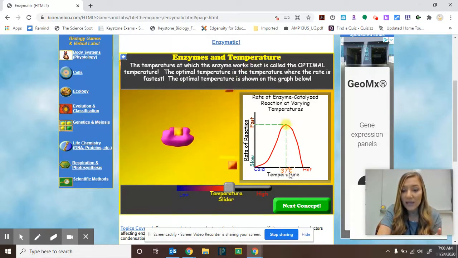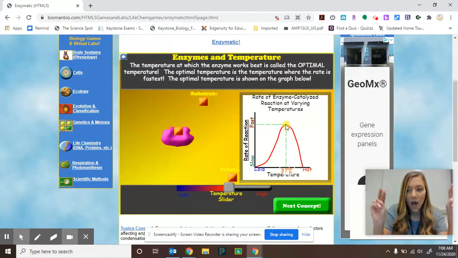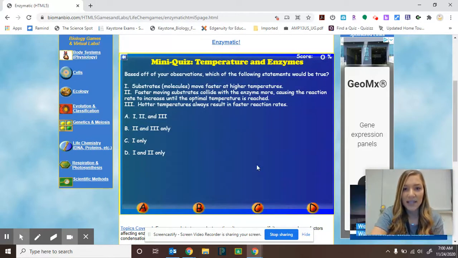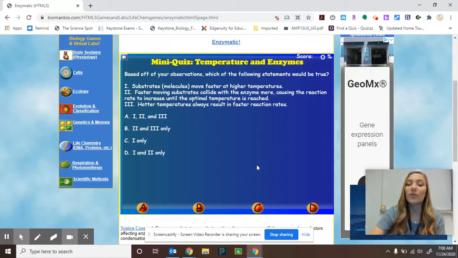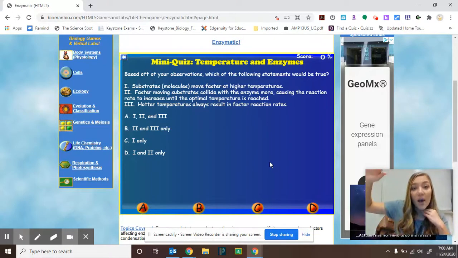And you can see that right here on this graph. At about 37 degrees Celsius, that's where this reaction was going the fastest, the ideal optimal temperature. So let's use that to think of the answer to this question. It says, based off our observations, which would be true? Substrates, those little molecules, move faster at higher temperatures. Well, that was true. We saw those little squares move faster the warmer it was.